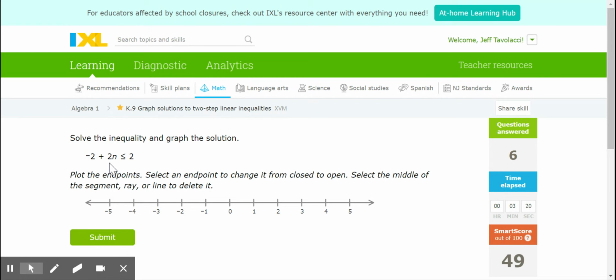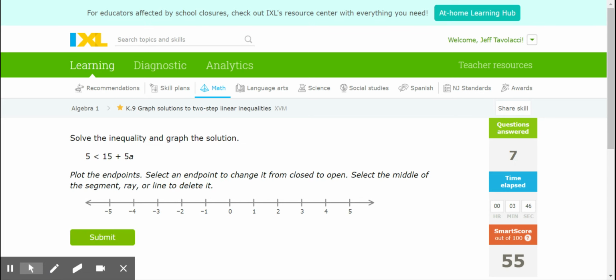Okay, negative 2 plus 2n is less than or equal to 2. We would back this out by adding 2 to both sides. That gives me 2n is less than or equal to 4. Divide the 4 by positive 2, and that's n is less than or equal to positive 2. We want to include that point. That's our boundary, and everything that is less than that.